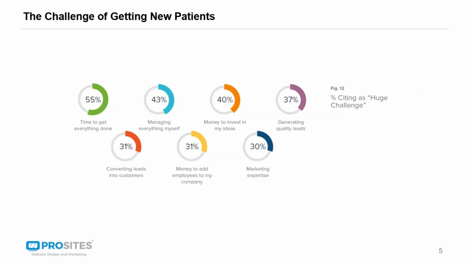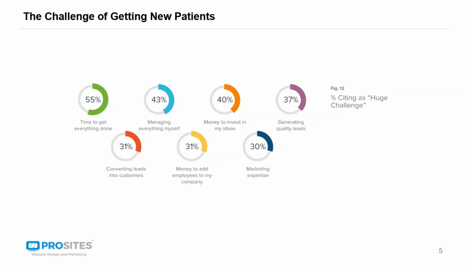But when asked about the challenges, the largest one is that 55% of them said time to get everything done. As a small business owner and dentist, or front office assistant, or office manager, there are so many things that a dental practice has to do, from making sure patients are happy, to making sure that your practice management system is working well, that your equipment is working well and is current, that your facility is great.